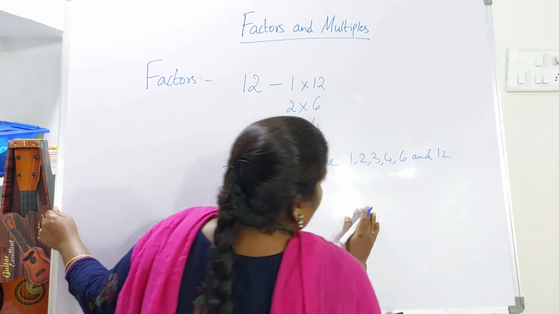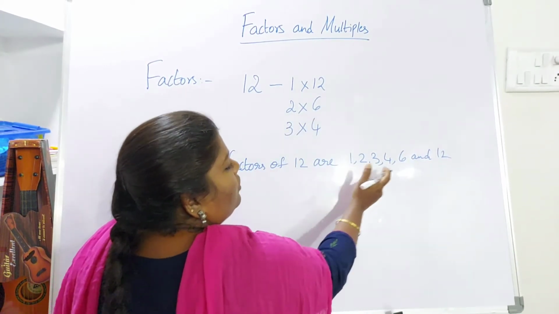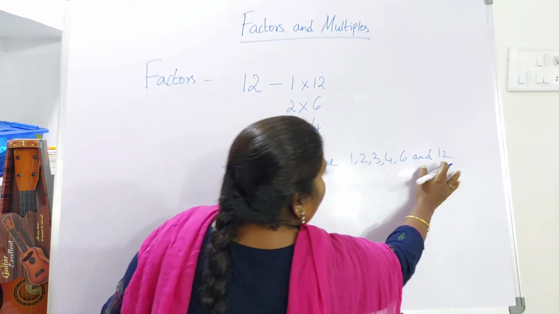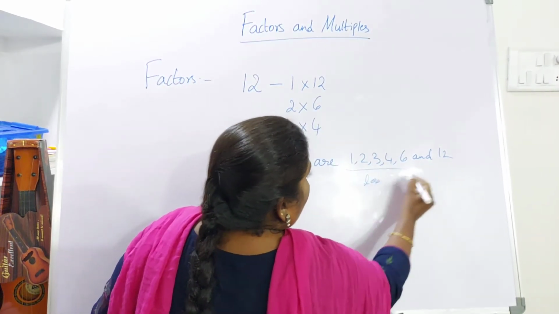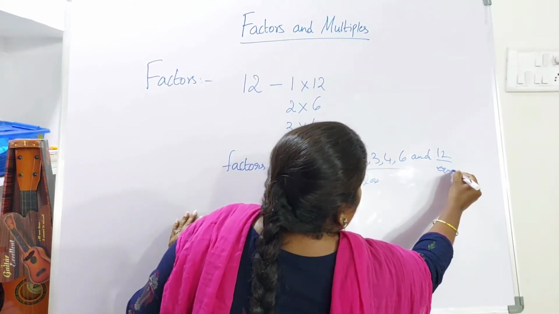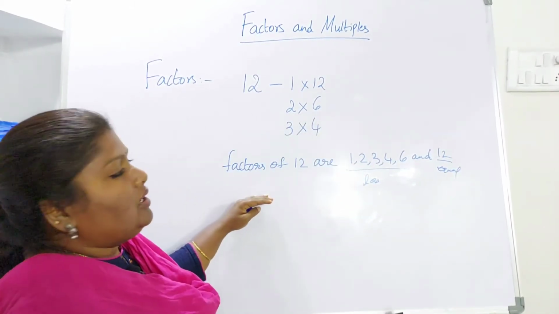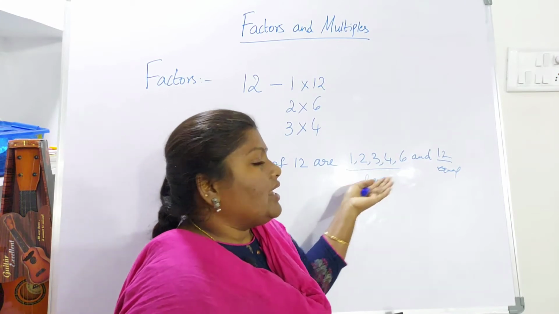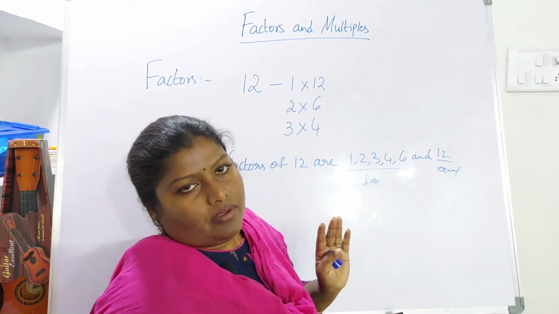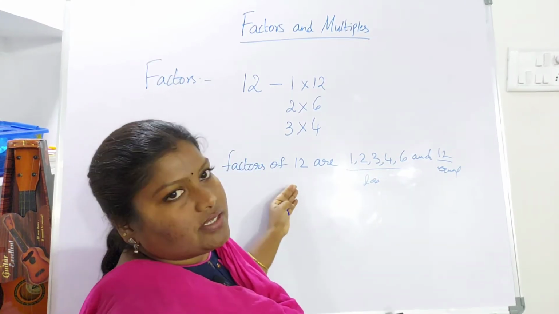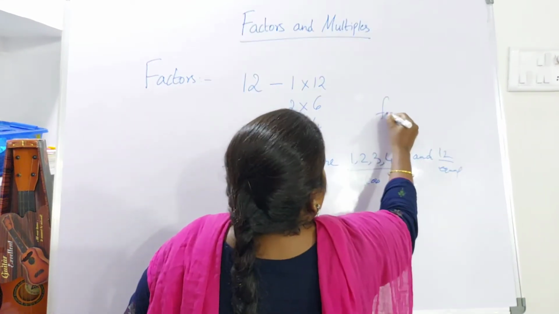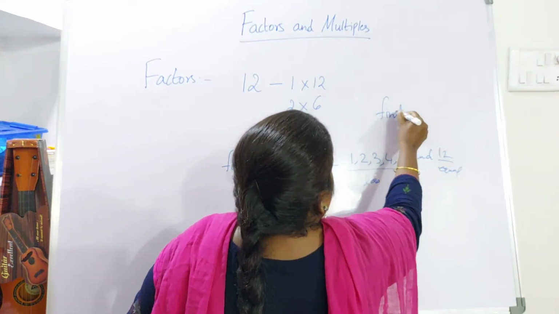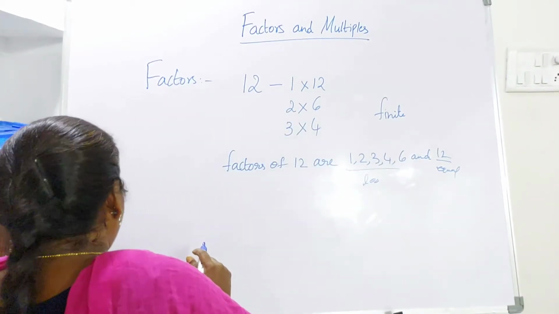You can observe here the factors are always less than or equal to the number. These all are less and this is equal. So factors of any number will be less than or equal to the given number. And these factors are limited, so you can use the word finite. So factors are always finite.